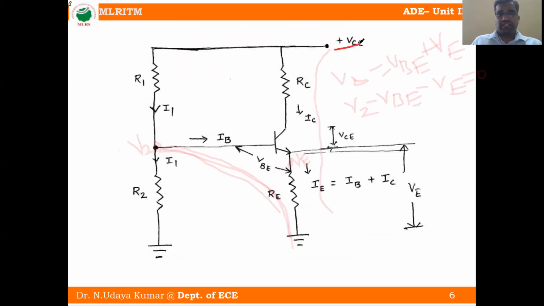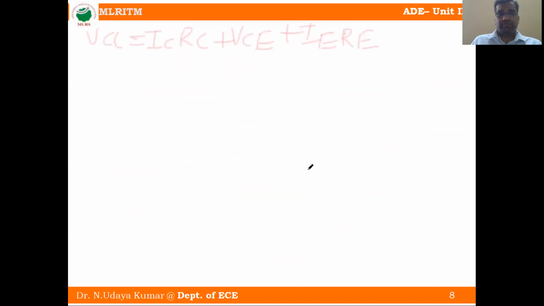First one is VCC is equal to IC RC plus VCE plus IE RE. See how I write it: VCC minus IC into RC, the KVL on the output side, minus VCE, some voltage is there in between, minus IE into RE. Okay. So this is the output KVL.